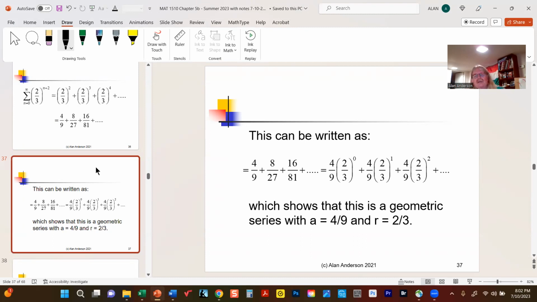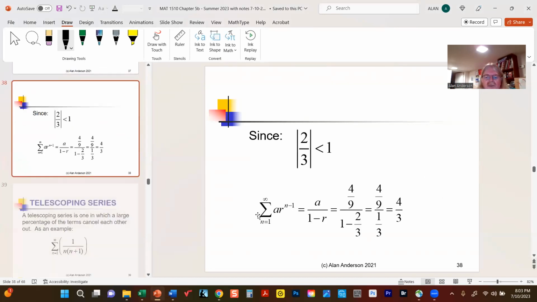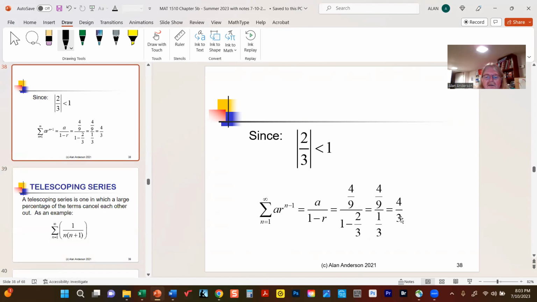And you can see sometimes the challenge of these things is finding those patterns and seeing, hey, is this geometric or not? But here it clearly is, because r is 2/3, and luckily for us, it is less than 1, which means that this is a convergent geometric series. And so the sum of the terms in the limit will be 4/3. Wow.